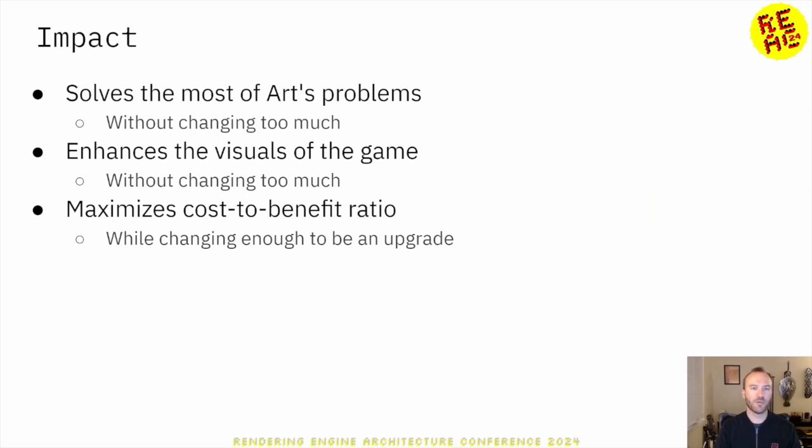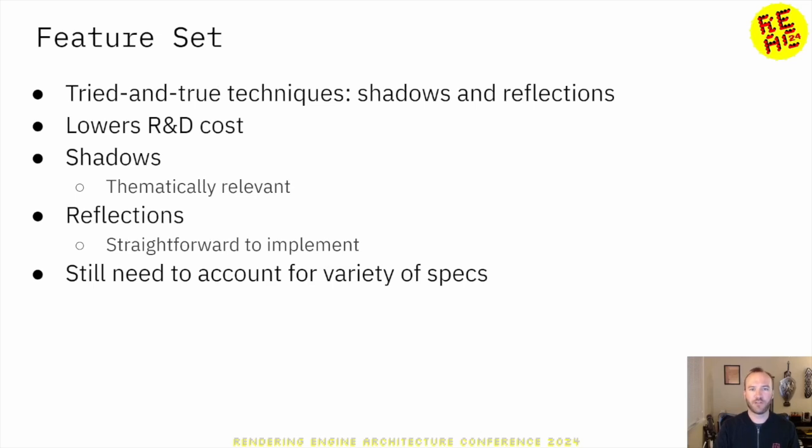On the whole, when we think about the strategy that has the biggest impact on the game, it's one which solves the problems that art looks at it to solve, one which offers an enhancement to the visuals of the game, and one which maximizes the cost of implementation to get the most benefit in both of those categories, all without changing too much to run afoul of direction, but still changing enough to be looked at as a desired upgrade. So the tried and true techniques of shadows and reflections are the best fit in the face of all these criteria. They incur the least R&D costs because they are already known quantities in the field of ray tracing and perhaps the two most exercised applications of it.